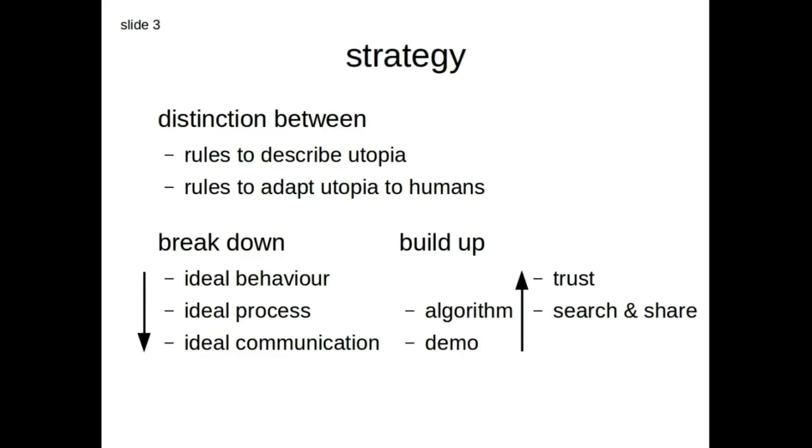So the last step to make this search and share work in the real world is that we have to cater for people that are not behaving ideally. And to do that, we have to canalize trust. This is what the myriad of initiatives in the world is currently doing. They are all designing a utopia and at the same time adapting this utopia to humans by canalizing trust in some way or other. So now let me explain you a bit about demo.